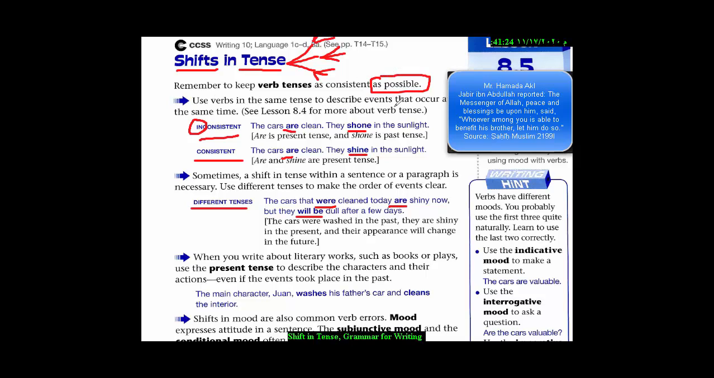We use verbs in the same tense to describe events that occur at the same time. Be careful when you're writing about literary works like stories, books, plays, novels, whatever. You need to use the present tense when you talk about the characters. What do you mean by characters? The people in the story, and even their actions. For example, the main character, Joanne, washes, that's present, his father's car, and cleans, that's also present. So when you talk about the characters or the events in a literary work, you need to use the present tense. That's all about the shifts in tense.